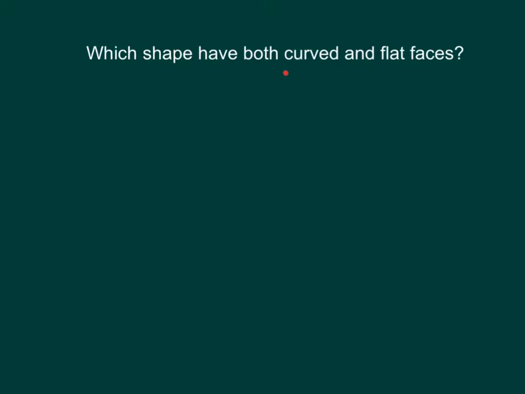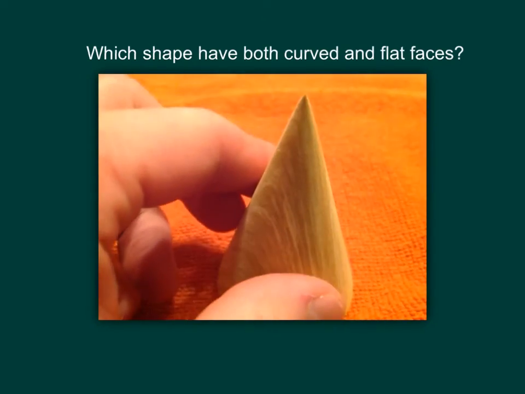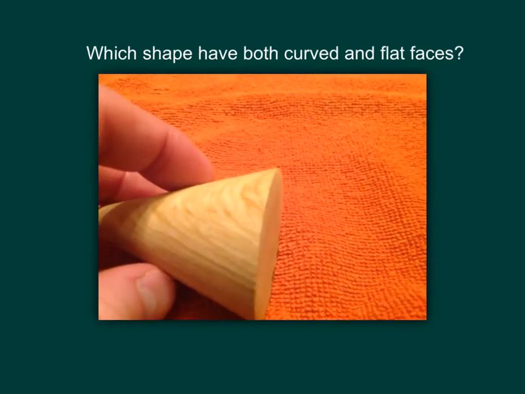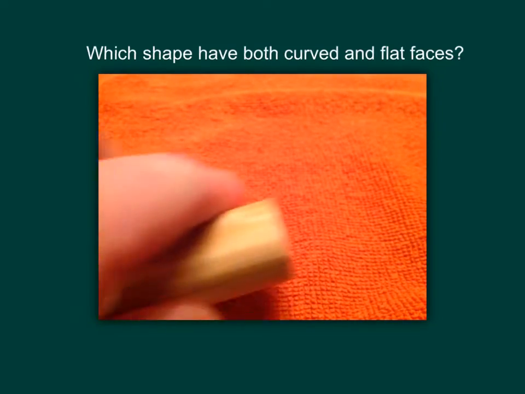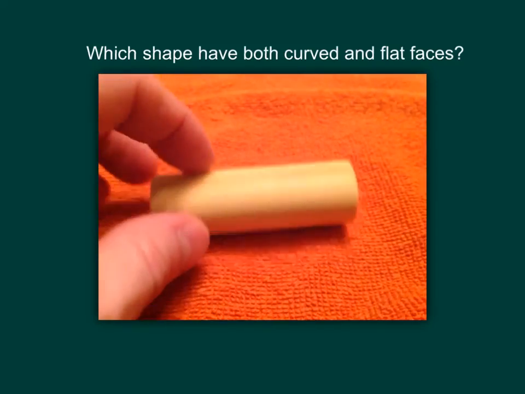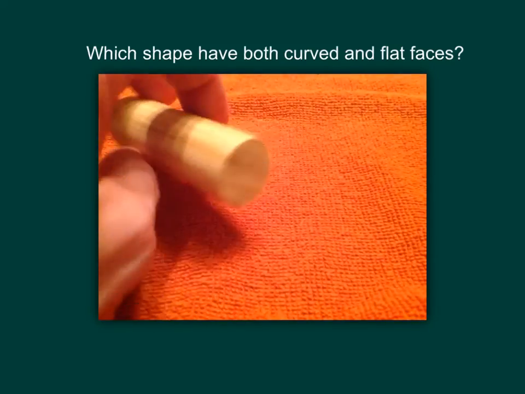Which shapes have both curved and flat faces? That would be the cone, which has a flat base and curved sides, along with the cylinder, which also has curved sides but flat faces on either side.